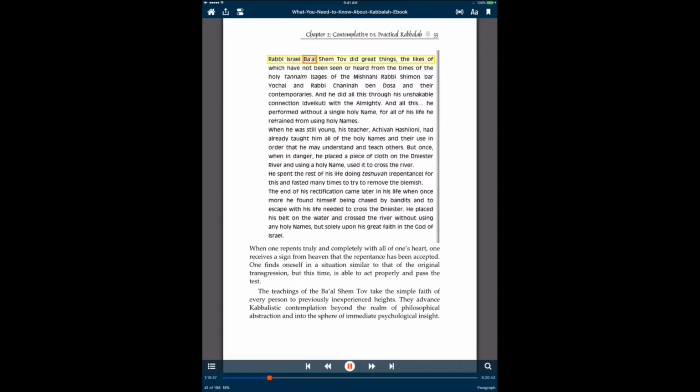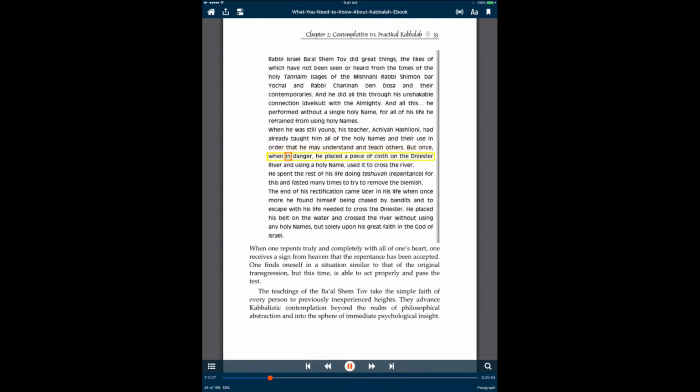Rabbi Israel Baal Shem Tov did great things, the likes of which have not been seen or heard from the times of the holy Tannaim, sages of the Mishnah, Rabbi Shimon bar Yochai and Rabbi Chanina ben Dosa and their contemporaries. And he did all this through his unshakable connection, dveikut, with the Almighty. And all this he performed without a single holy name, for all of his life he refrained from using holy names. When he was still young, his teacher, Achiyah HaShiloni, had already taught him all of the holy names and their use in order that he may understand and teach others.